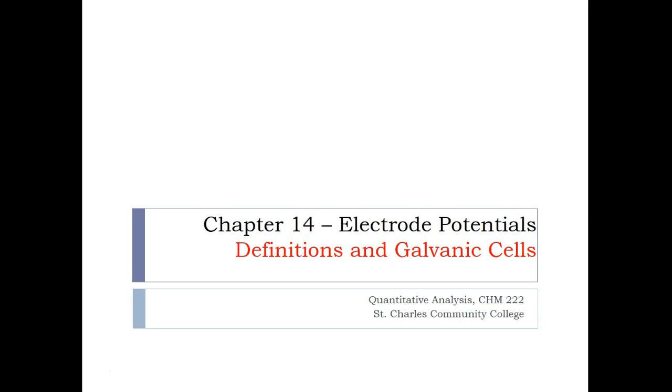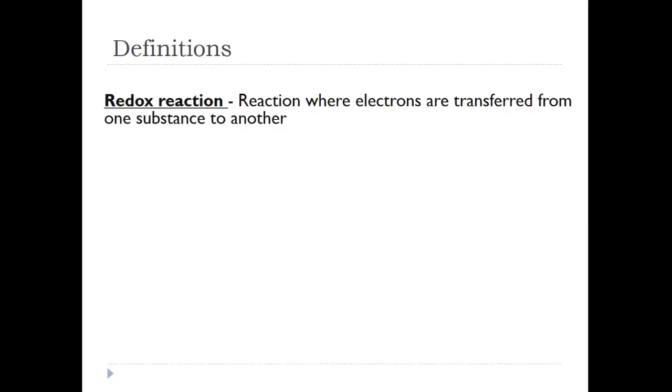Some of the definitions maybe go a little further on the physics side than you might have talked about in general chemistry. Again, for the most part, review, vocab. So, electrode potentials, we're talking about redox reactions. A redox reaction is any chemical reaction where electrons are transferred from one substance to another.